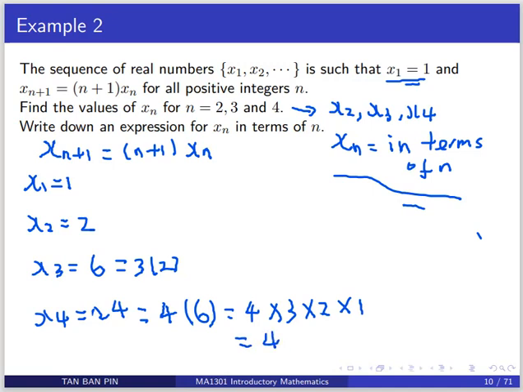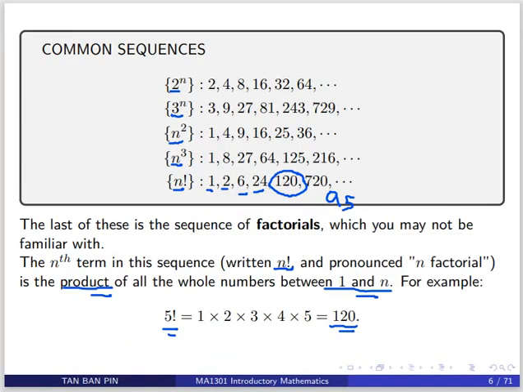So it's actually 4 factorial. This one is actually 3 factorial. This one is 2 factorial. This one is 1 factorial. So which means xn, the formula, is actually n factorial. We can refer back to our previous example. If you remember this, you also know that the answer is n factorial. So you have 1, 2, 6, 24.